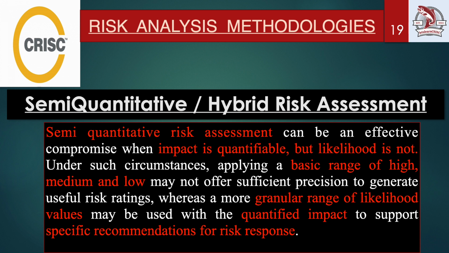Understood? Similarly, basic range of high, medium and low. Friends, it states that a traditional risk assessment often uses a basic categorization of risk into high, medium and low based on their perceived impact and likelihood. However, in cases where likelihood cannot be precisely measured, this approach might not provide enough accuracy. Right? May not offer sufficient precision to generate useful risk ratings, whereas a more granular range of likelihood.